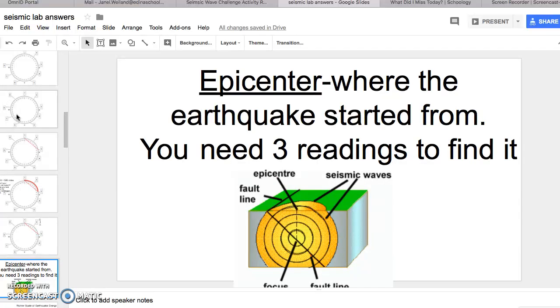You also had to watch a little video about epicenters, which is where an earthquake begins. That's what we call it. And you saw in the video that to determine the location of an epicenter, you needed 3 readings from 3 different seismograph machines to be able to figure out where an epicenter is located on the planet.